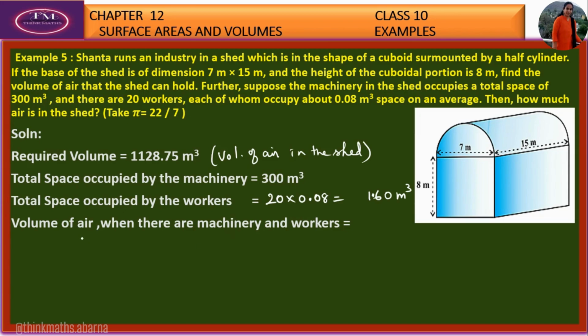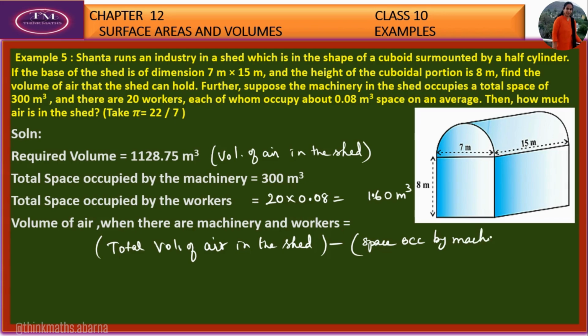So the volume of air when there are machinery and workers is nothing but the total volume of air in the shed minus the space occupied by machinery plus the space occupied by workers. This will give the remaining air present.